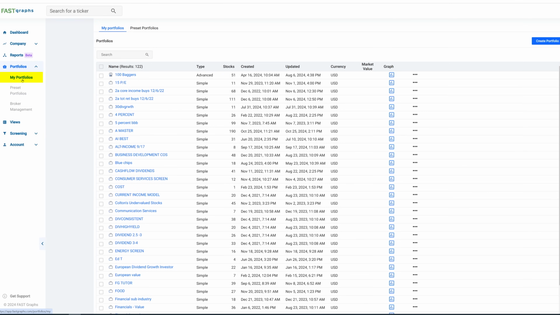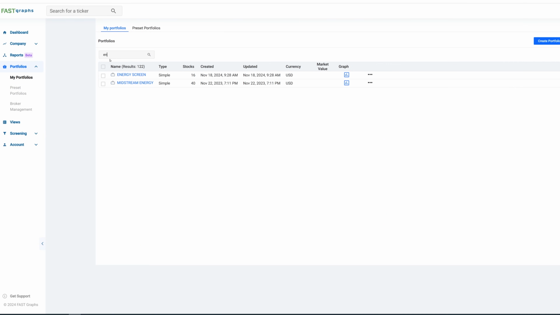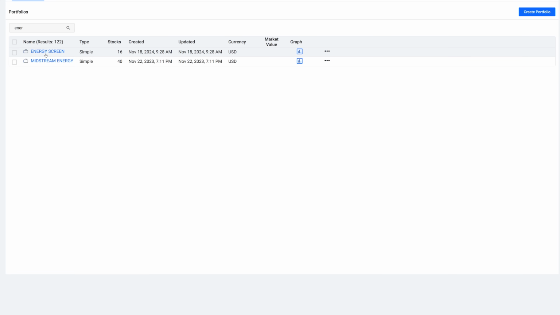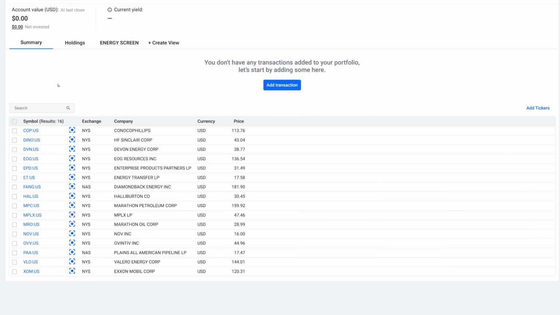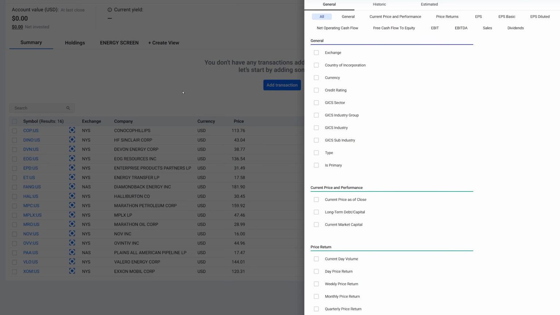Now, I've already done this for you, so I just want you to know that once I did that, I'm going to go into my portfolios here, and I'm going to search for energy, and I've got my energy screen with my 16 stocks, so I'm going to go ahead and click. Now, here I've got a portfolio. Now, what I can do with the portfolio, once I've got these stocks in a portfolio, I can create a view. Okay, so I'm going to create a new view here.